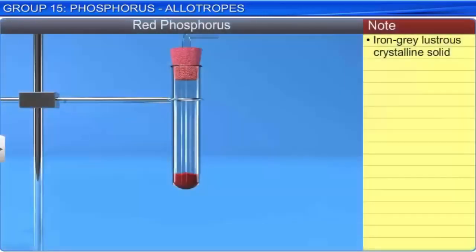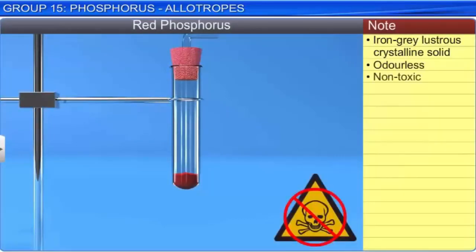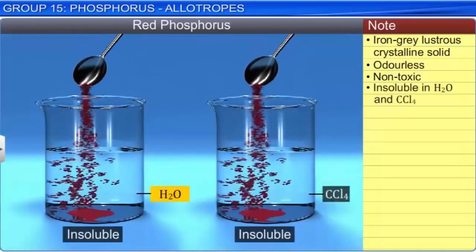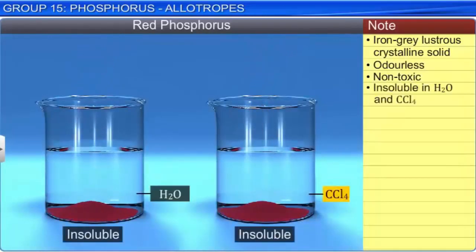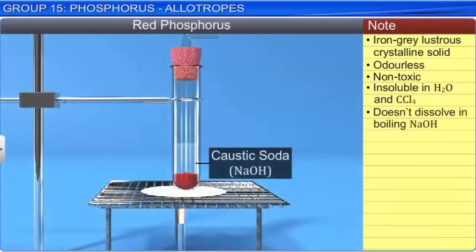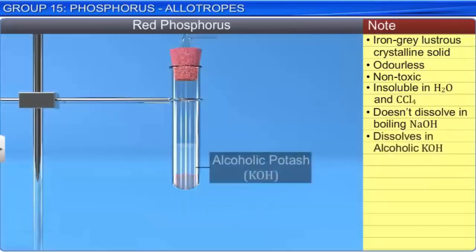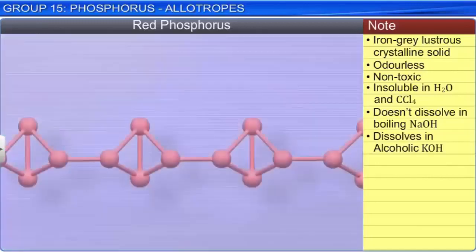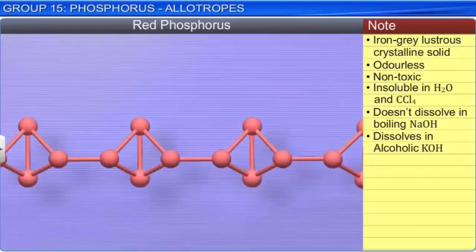Red phosphorus is an iron-grey, lustrous crystalline solid that is odorless, non-toxic, and insoluble in water as well as in carbon tetrachloride. It doesn't dissolve in boiling caustic soda, but dissolves in alcoholic potash. It exists as a polymeric solid.